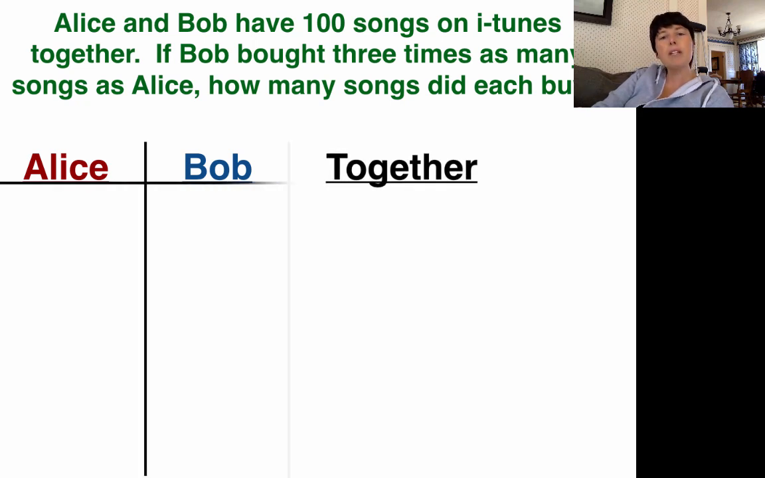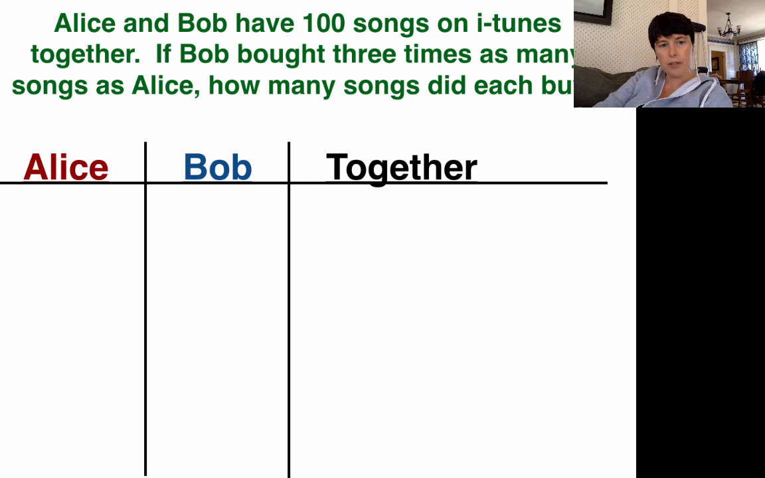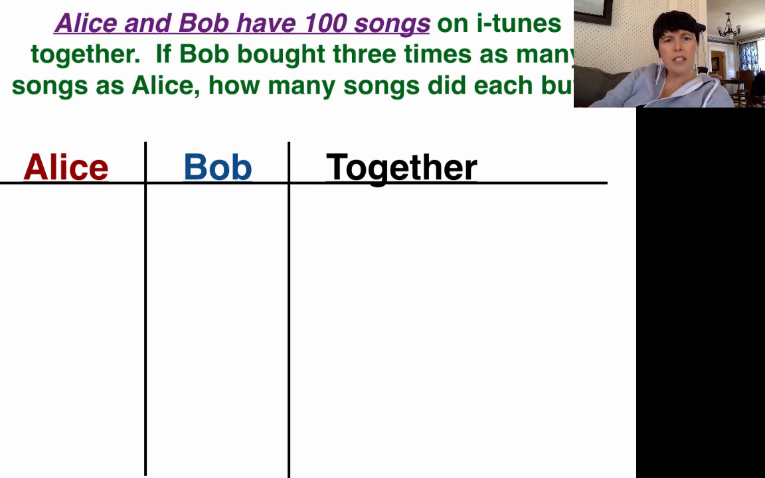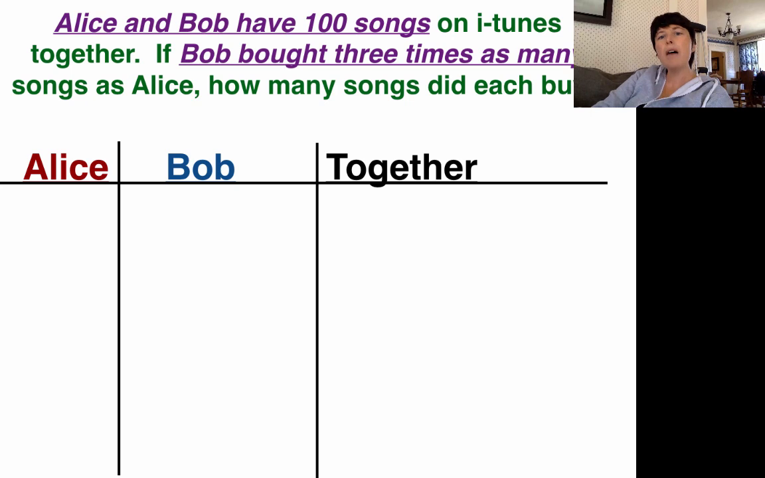And what I'm going to do is build this into a table with 3 sections. And we're going to make some guesses for how many songs Alice and Bob have. I'm going to go kind of random and make a guess. But first, let's look at the facts. Alice and Bob have 100 songs, and Bob bought 3 times as many songs as Alice. That's pretty crucial, 3 times as many.